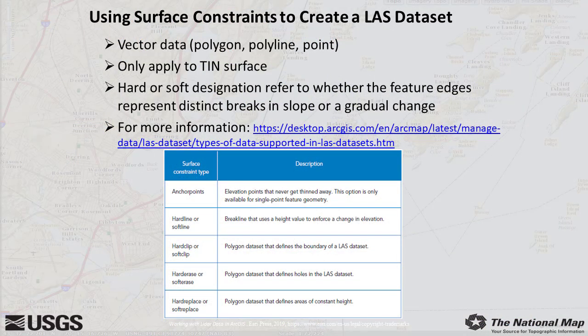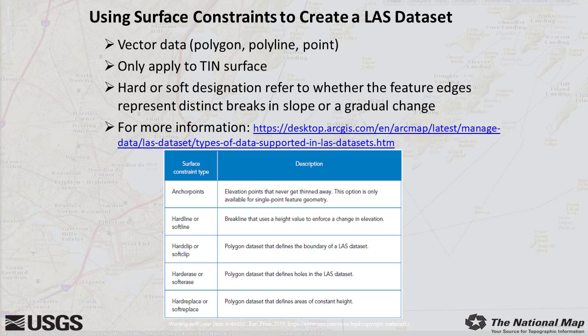ArcGIS Pro allows various surface constraints depending upon the feature class or shapefile type. Surface constraints use the feature's geometry to capture or define a surface when it is displayed in a TIN format. Esri defines options with hard or soft designation, which refer to whether the surface edges represent distinct breaks in slope or a gradual change. Anchor points can be used for point data, and hard or soft line constraints are typically used for break lines to delineate water bodies or linear features.